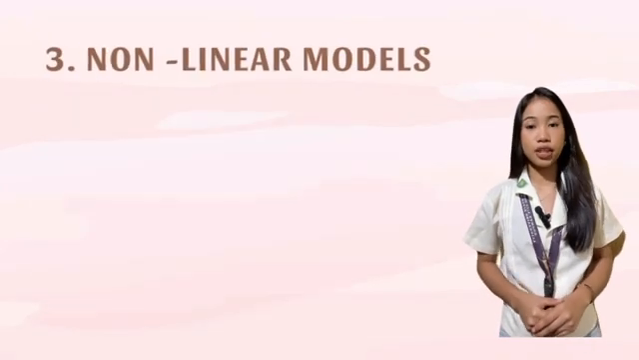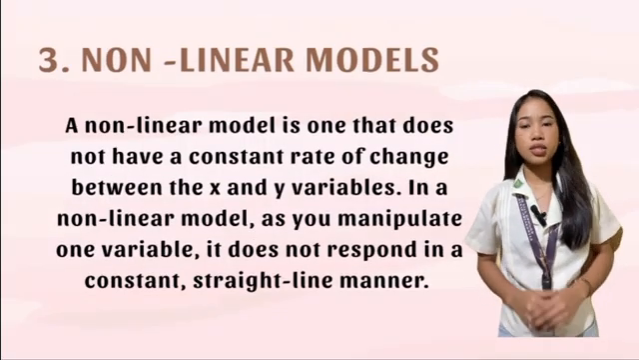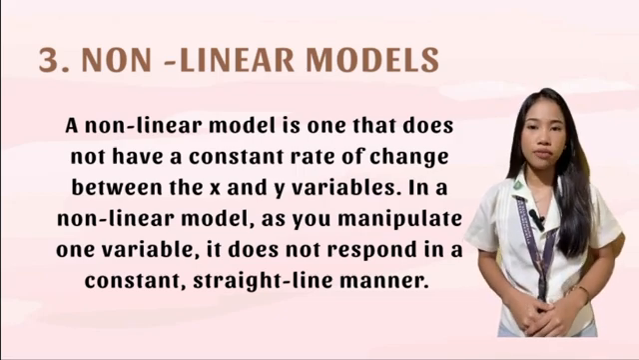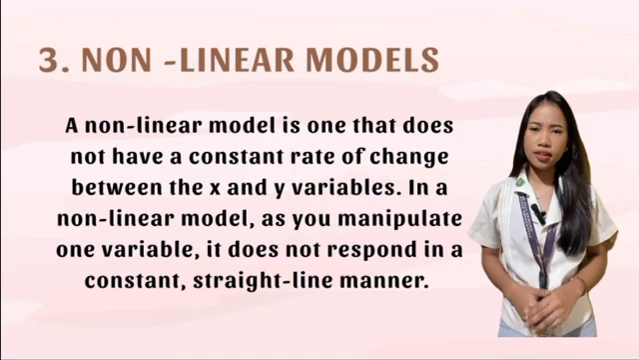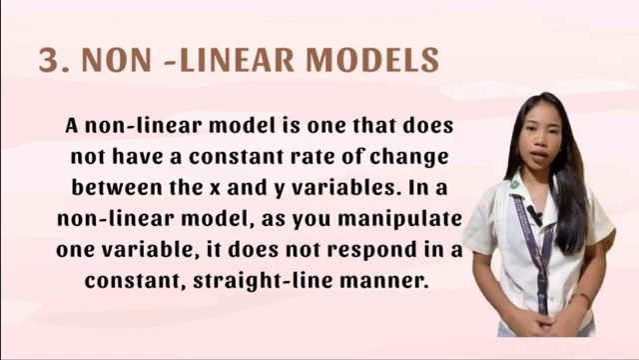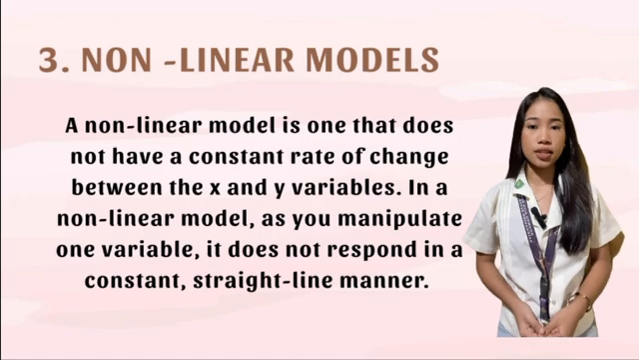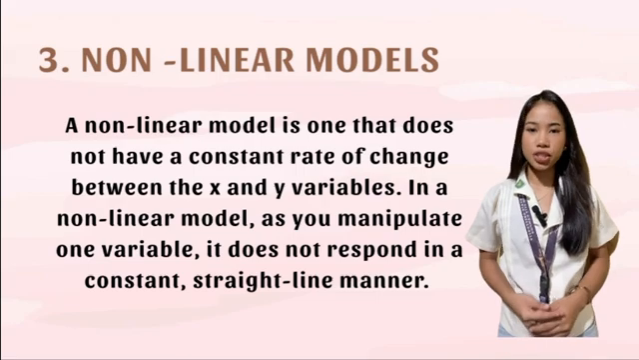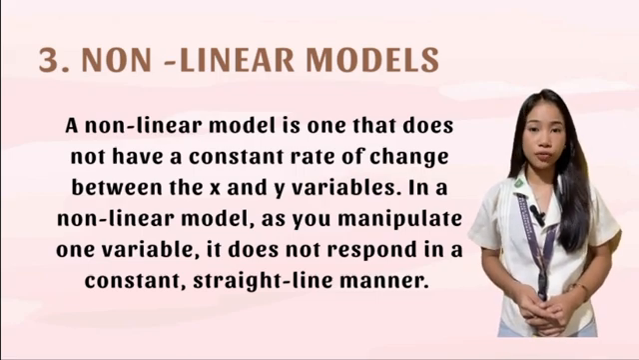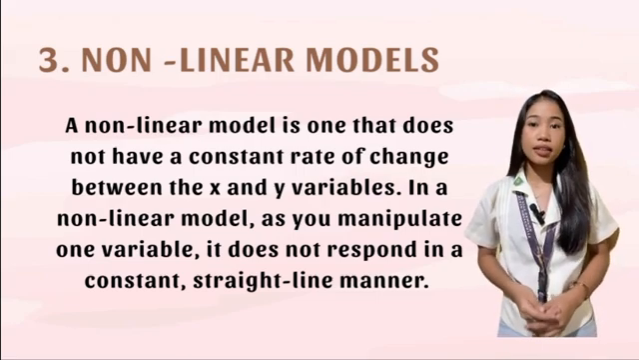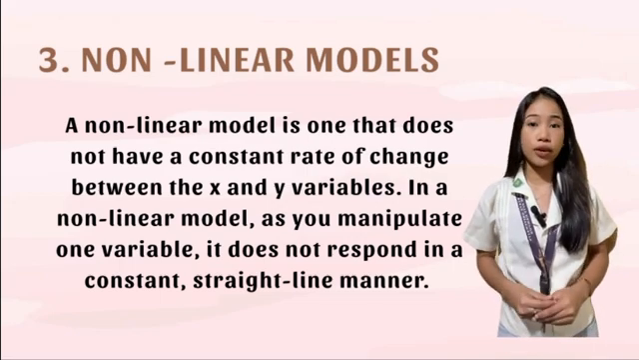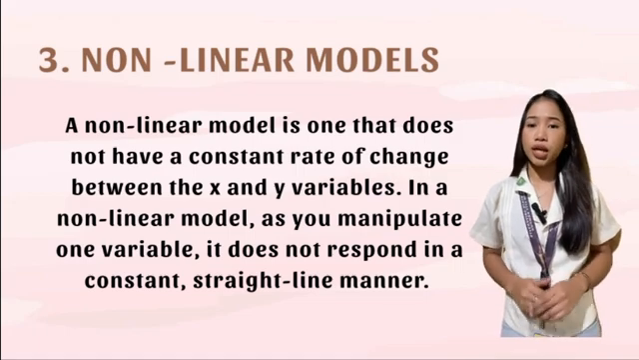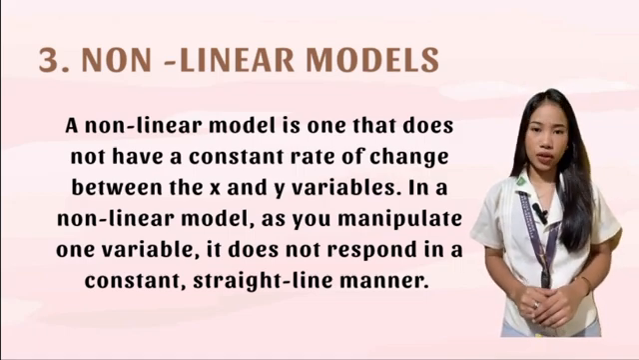Second is the nonlinear models. A nonlinear model is one that does not have a constant rate of change between the x and y variables. In a nonlinear model, as you manipulate one variable, it does not respond in a constant straight line manner. In other words, nonlinear models describe relationships where the change is not uniform. When one variable changes, the other may increase or decrease at different rates. This makes the pattern more complex, and it is usually represented as a curve rather than a straight line.